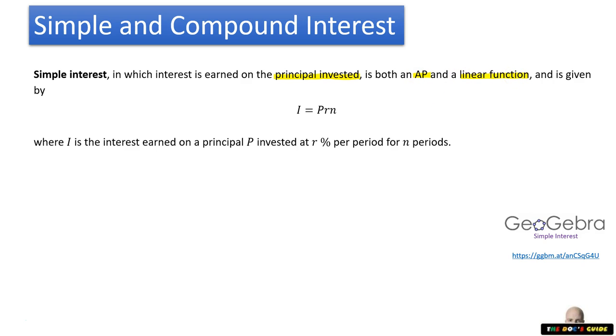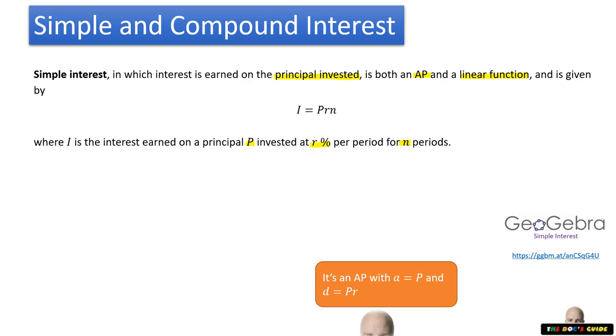And it's given by the formula I equals P times R times N, where I is the interest earned on a principal P invested at R%, which we would need to write as a decimal, and it's for n periods. And of course you'll remember that we need the interest rate per period to be matching the length of the period.